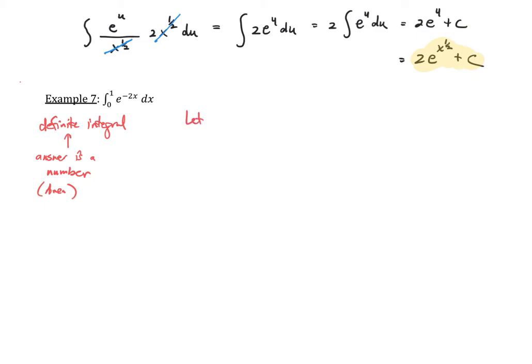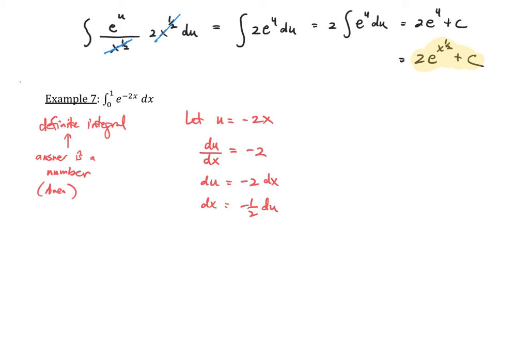I let u be equal to negative 2x, and I want to do the same thing I did before, so I'm going to have du/dx. In other words, I differentiate the left-hand side with respect to x. When I take the derivative of the right-hand side with respect to x, I just get negative 2. And I'm going to solve for dx again. So I get du is equal to negative 2 dx, which tells me that dx is equal to negative 1/2 du.